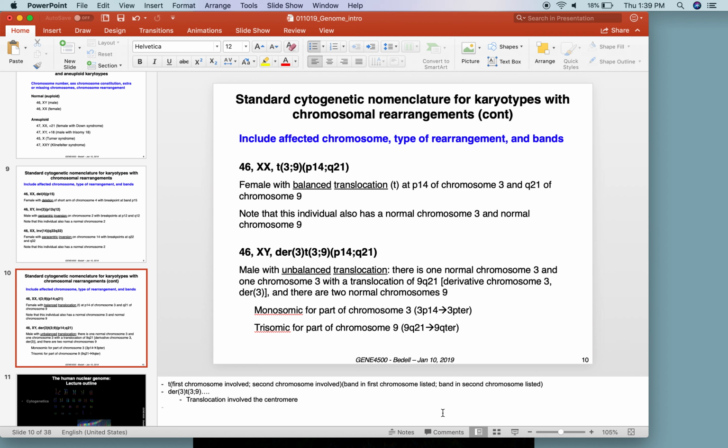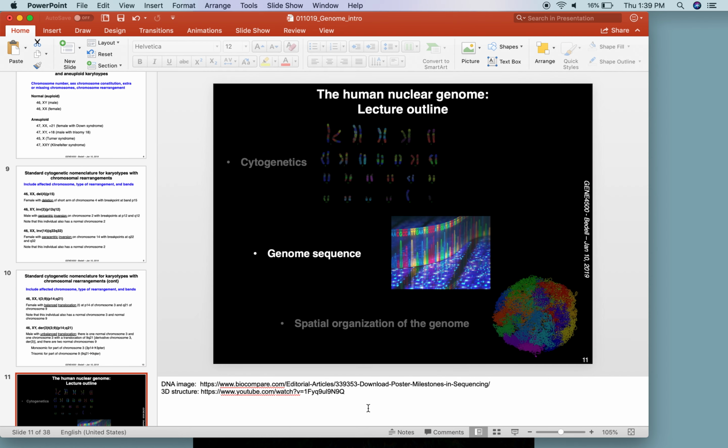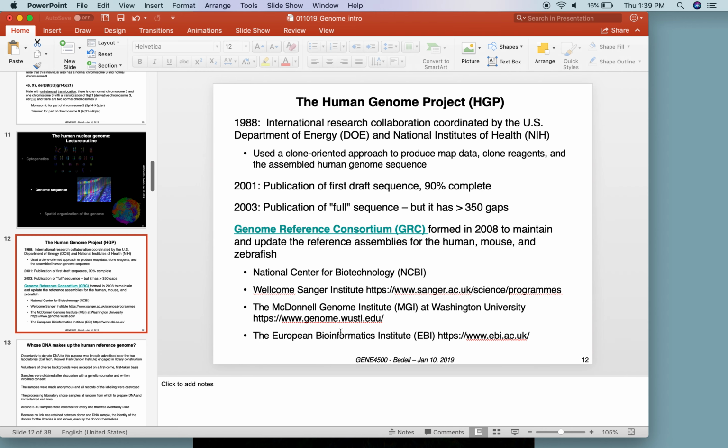You might have to translate that. Genome sequence. Now, you won't be tested on anything in the genome sequence. I just want you to be aware of some things. Some online things, a little bit of history of the Human Genome Project. You may already know about these. You can look at them on your own.